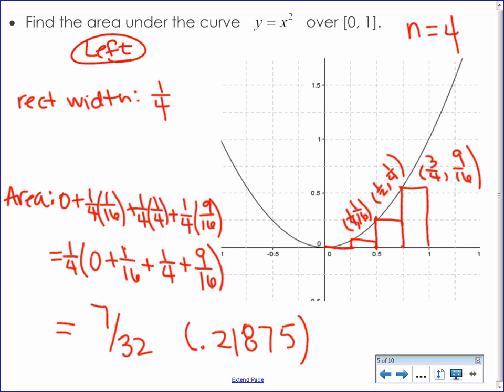Is this an over or under approximation? It's under because all of our rectangles are fitting under the curve. Why is that considered less? Because if I color in all my rectangles, we still have this white space here that's technically area under the curve that we don't have any calculation for.